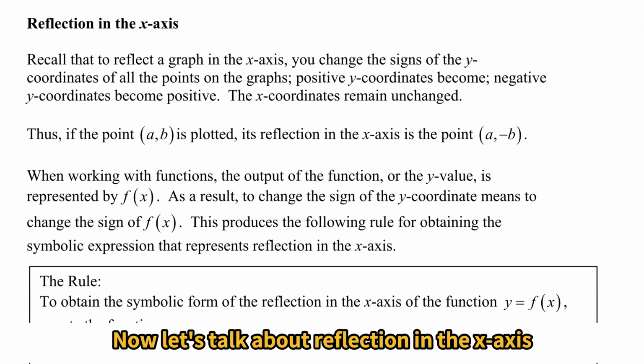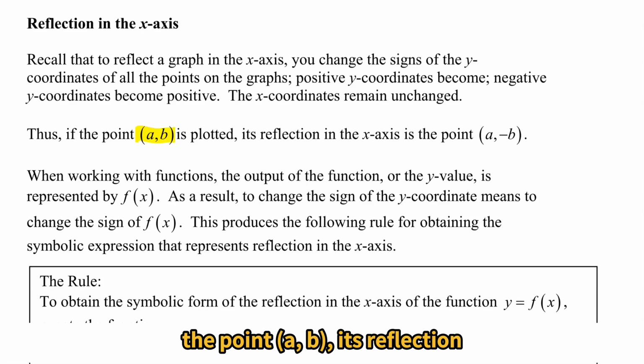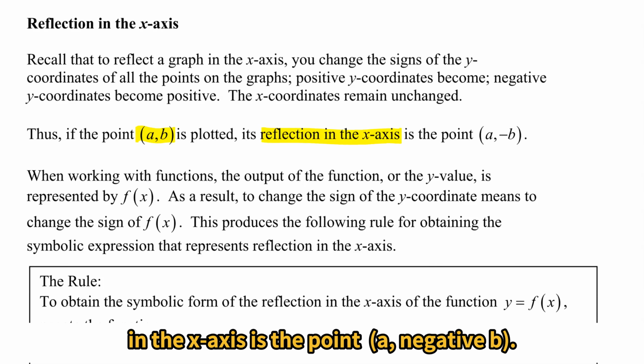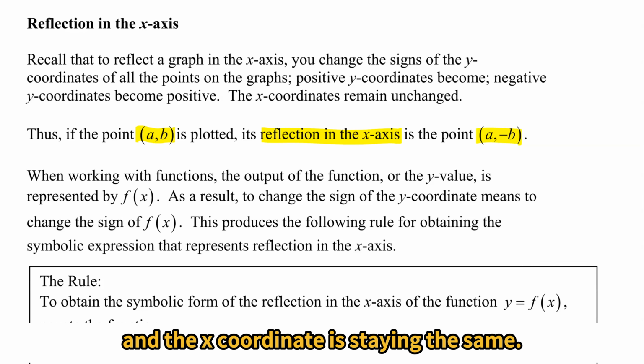Now let's talk about reflection in the x-axis symbolically. Recall that if I plot the point (a, b), its reflection in the x-axis is the point (a, negative b). So the y-coordinate is changing this time, and the x-coordinate is staying the same.